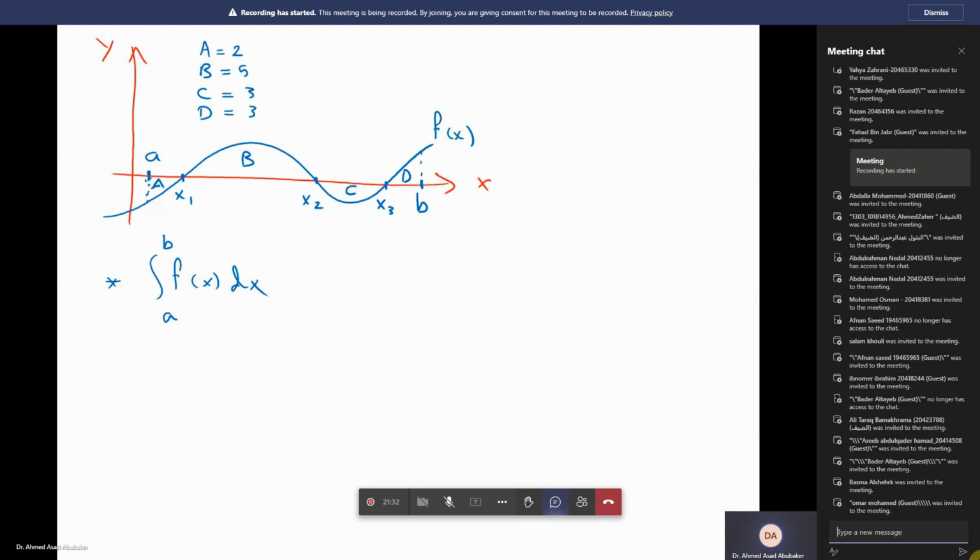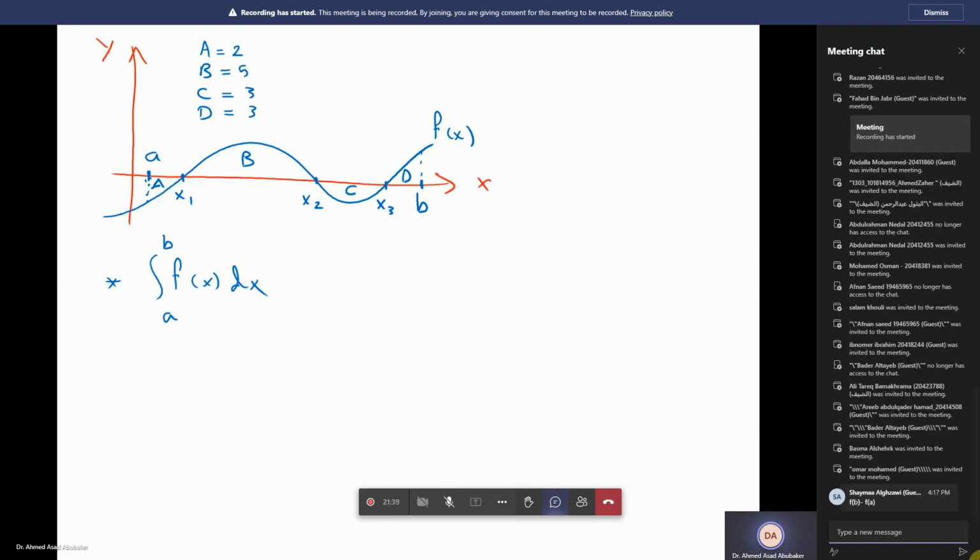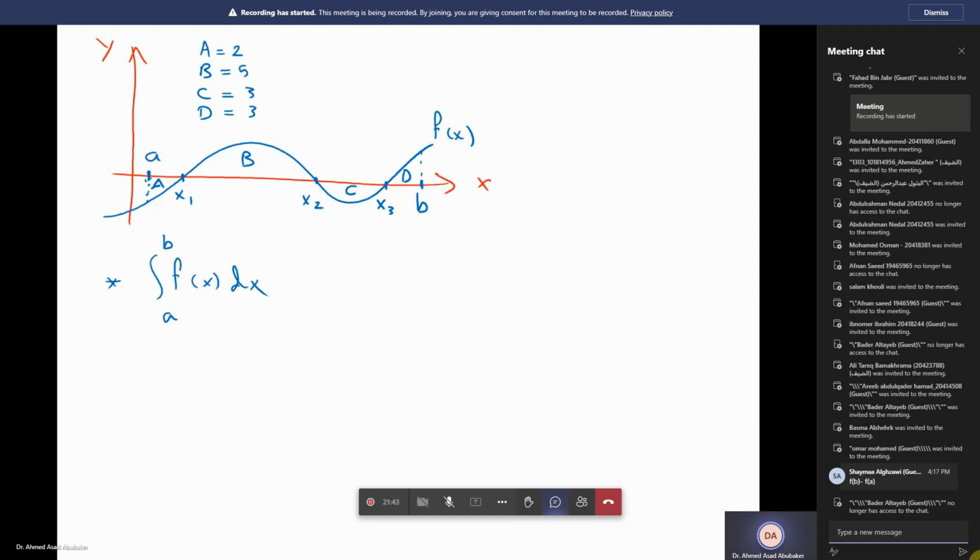From A to x1, we have the integration from A to x1, the value equal A. This is the schema for the fundamental theorem of calculus. Okay, but we don't have f of x to find the integration. I don't have f of x. I have a graph. So how can we find the integration?